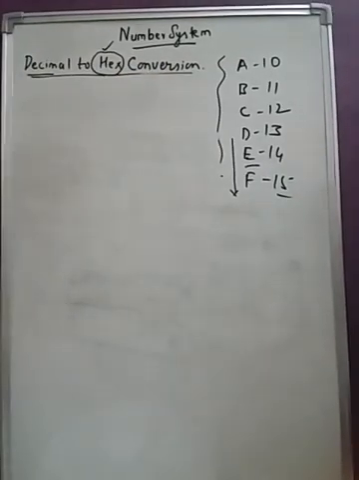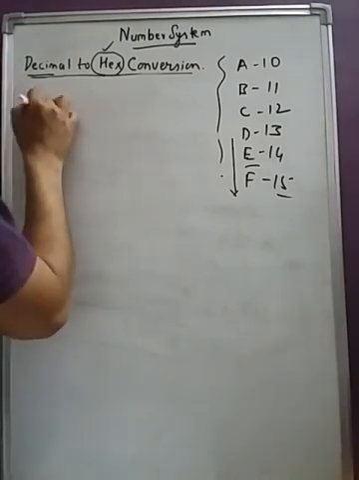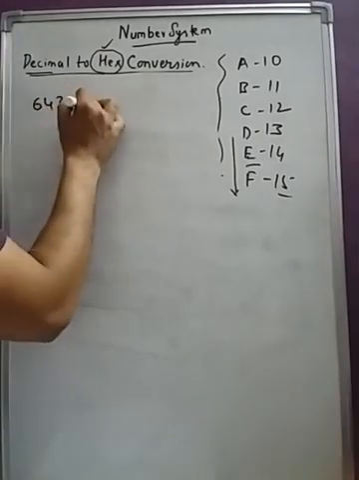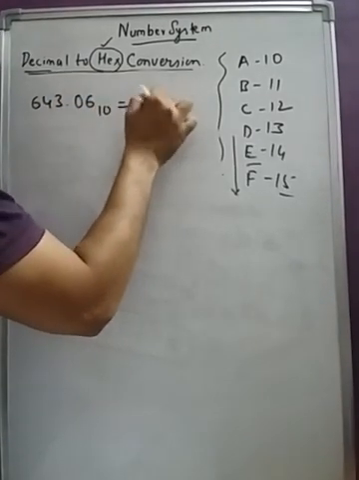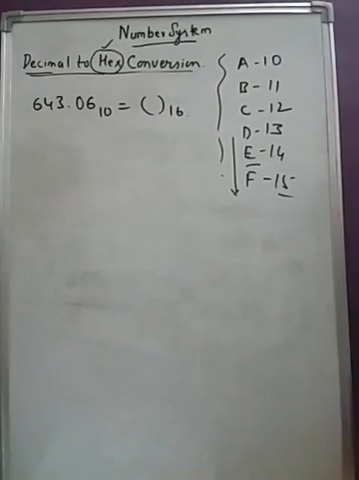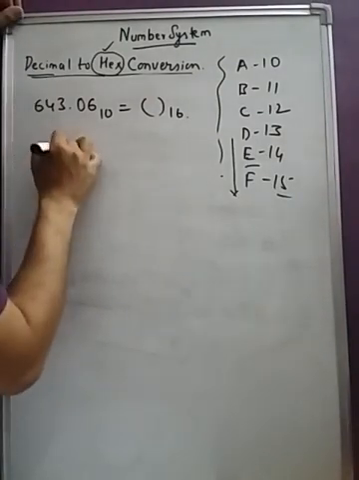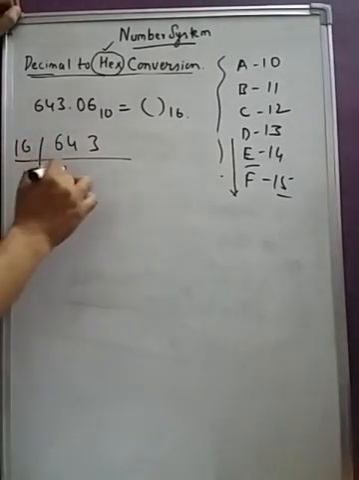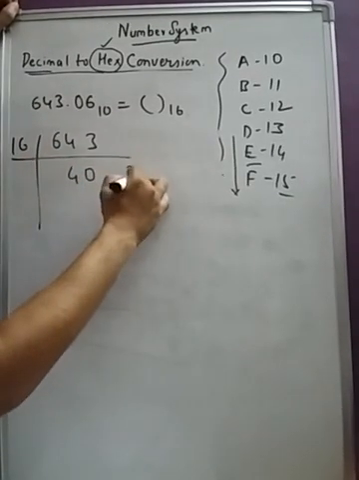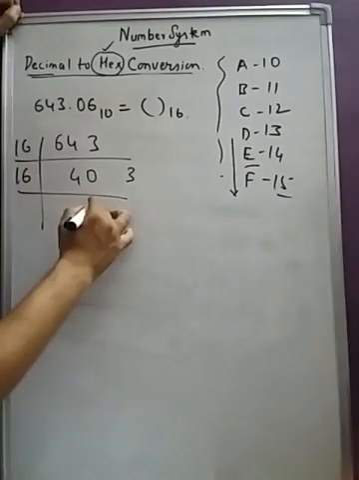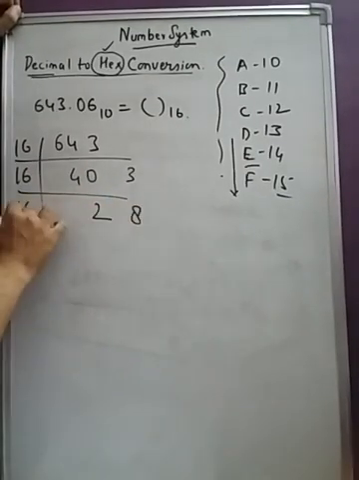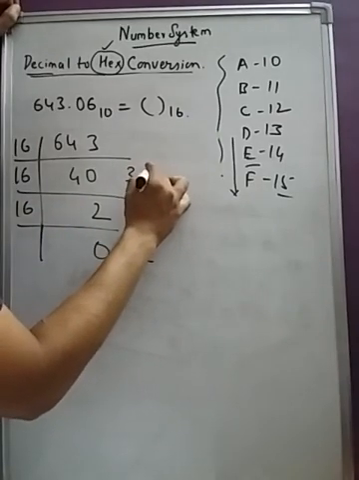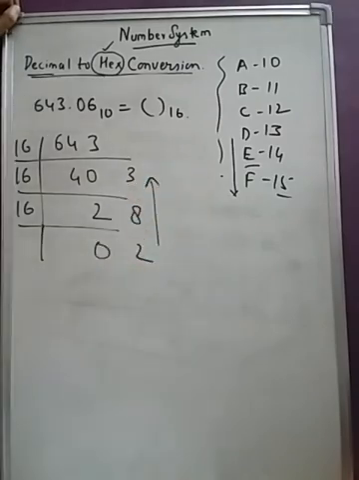The next question is 643.06 base 10, and you have to convert it to the equivalent hexadecimal number system. For 643, you divide by 16. It will go 40 times, 3 will be the remainder, then it will go 2 times, 8 will be the remainder, then it will go 0 times, 2 will be the remainder. So for this you will write it like this.